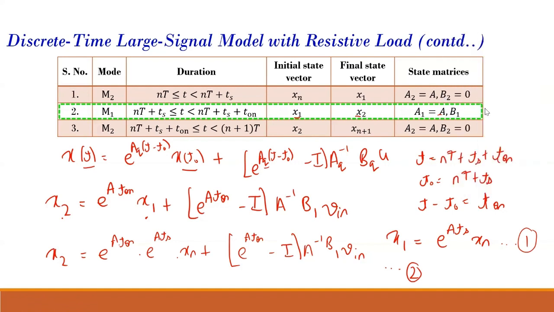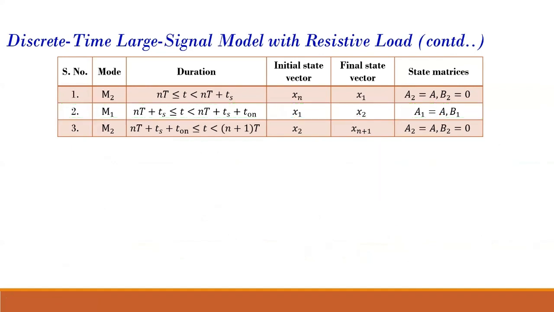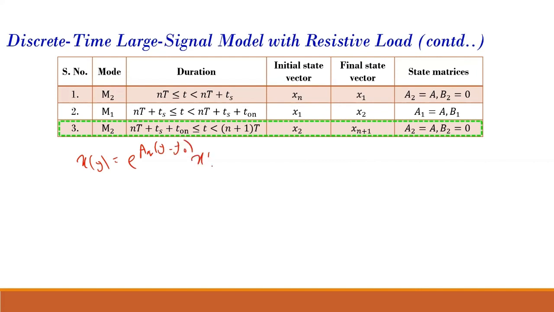So now I will proceed further. I will go to the third and final time in this duration. So in this duration, what is happening? Again, I will just write x of t is equal to e raised to A_q (t minus t0) into x of t0 plus e raised to A_q (t minus t0) minus I into A_q inverse B_q into v_in. So I will substitute those values.